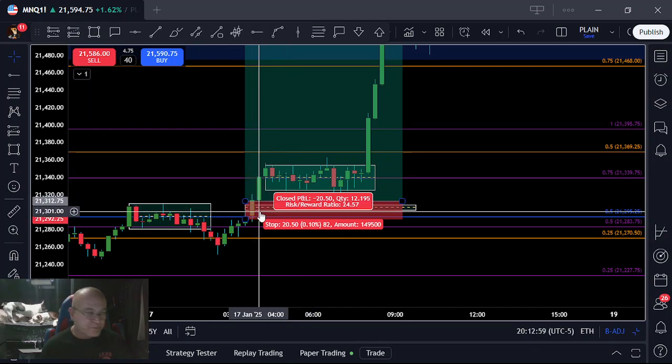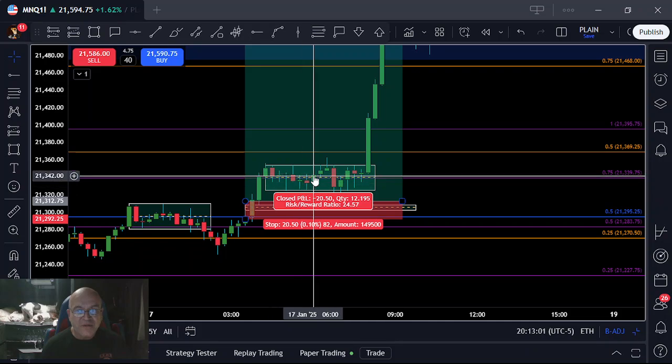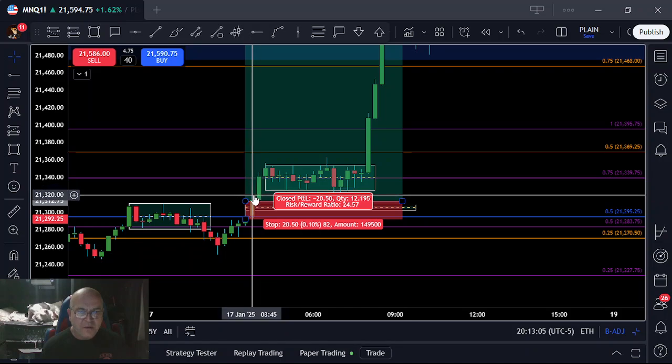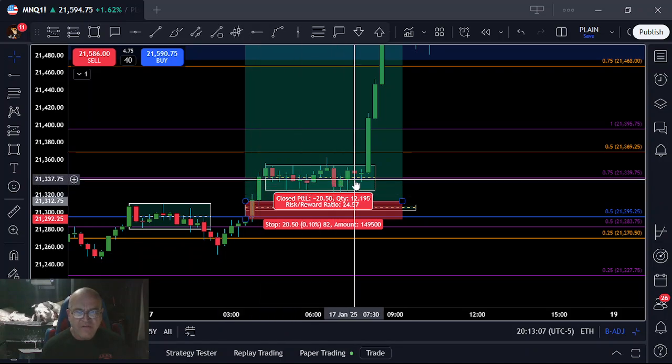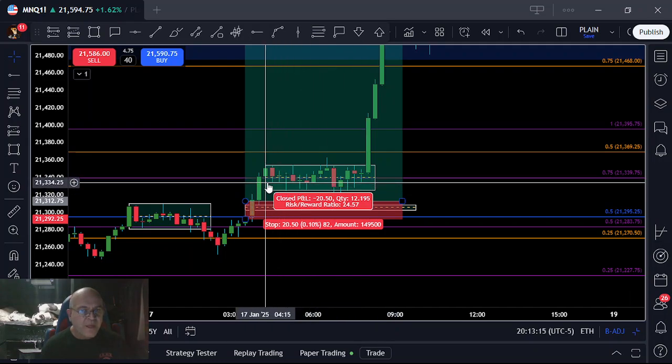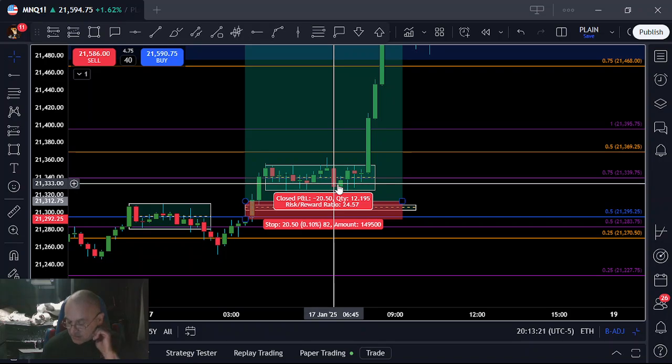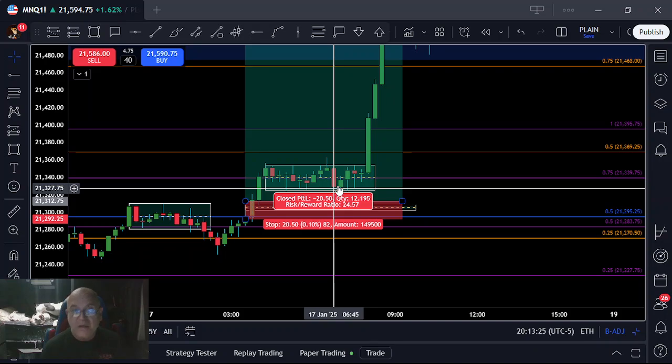So I'm good just holding this trade. We get in the trade at 3:45 in the morning and we don't do anything until, you know, 4 hours and 15 minutes later. I'm just holding the trade. I probably just go to bed and wake up super, super happy.